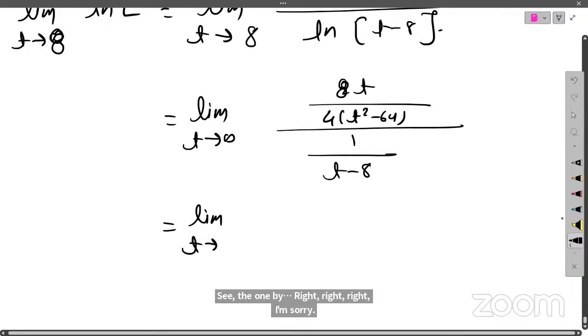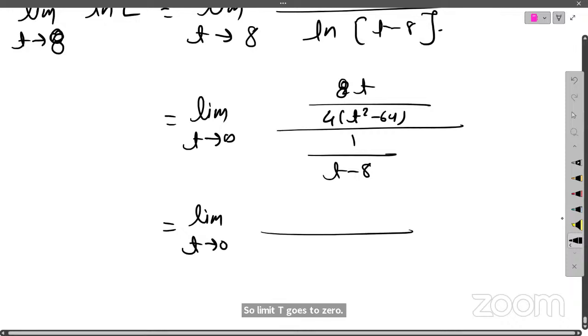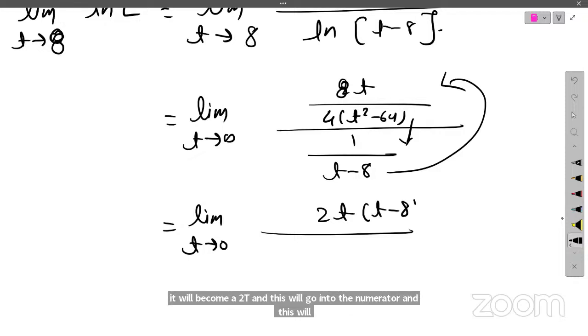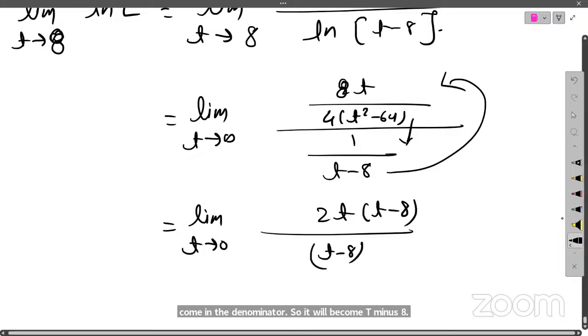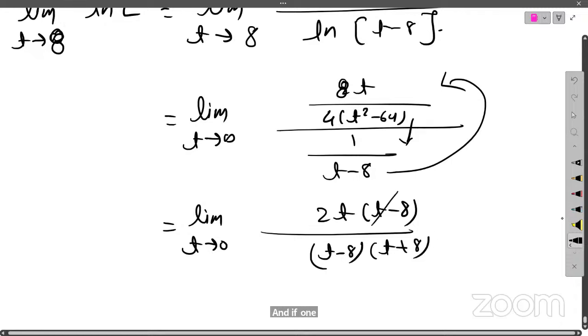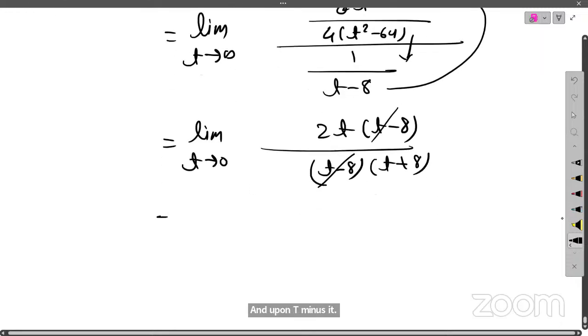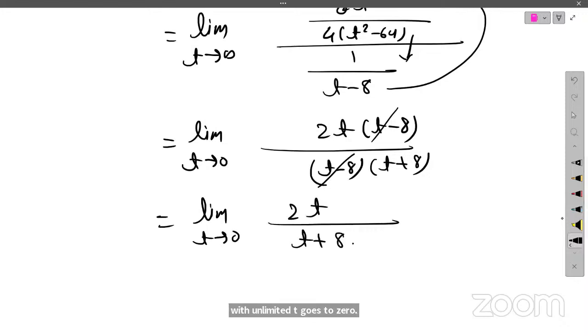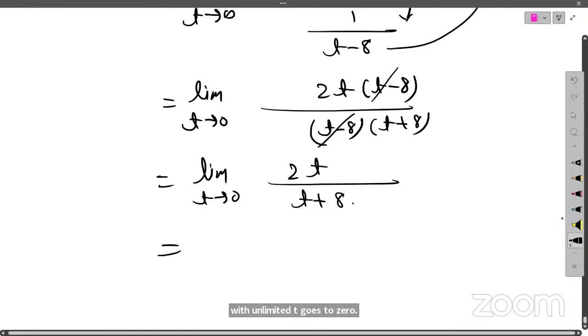So limit t goes to 8. It will become 8t, and this will go into the numerator and this will come into the denominator. So it will become t minus 8, and we can expand t squared minus 64 as t minus 8 times t plus 8. This will get cancelled out. So now it will become the limit as t goes to 8 of 8t upon 4 times t plus 8. Now this is a continuous function again because it is a rational function. So ma'am, we have to divide by t.